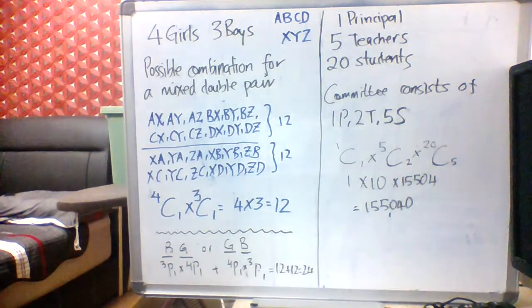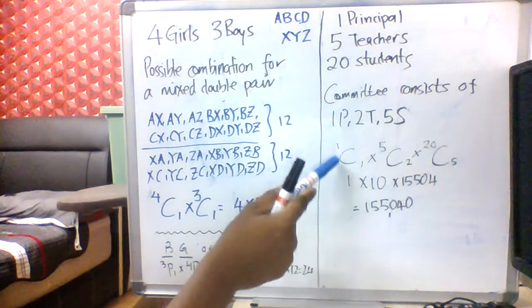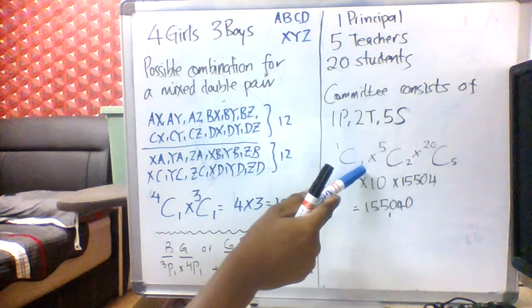Another example. Let's say in this case, from one principal and 5 teachers and 20 students, a committee needs to be formed. But the condition is such that the principal must be there, 2 teachers need to be there together with 5 students. So how many possible combinations are there? So we do it one by one. Because you only have one principal, from 1 you have to choose that principal.